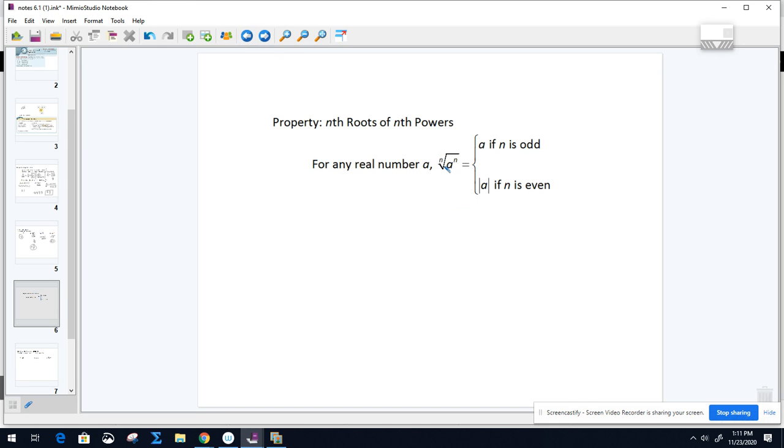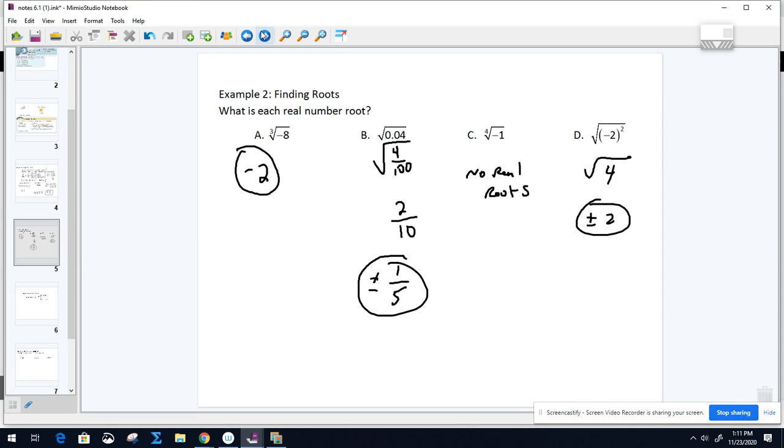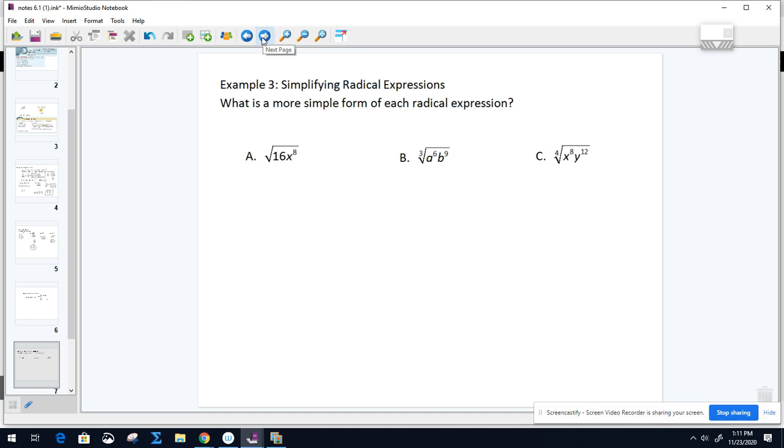If it's an even index, if n is even, when I simplify it, my answer has to be underneath the absolute value. So when I simplify this right here, what's the square root of 16? It's 4. What's the square root of x to the 4th? And again, I'm looking for pairs. The reason the square root of 16 is 4 is because it's 4 times 4. Well, what about x to the 8th? Doesn't this mean 8 x's? I'm looking for groups of 2. How many groups of 2 can I make? 1, 2, 3, 4. So this would be x to the 4th. And that's in the absolute value because everything has to be positive because it's an even index.